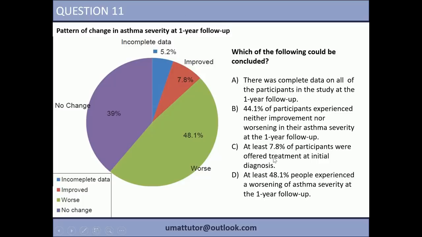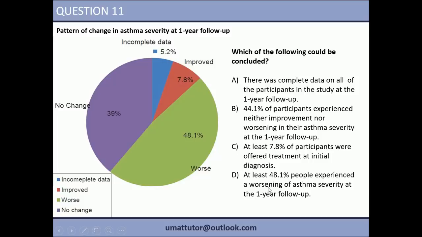C really is wrong because it's outside the scope of what's being shown. It's asking for the percentage who were treated initially, whereas nothing about that is really shown in the table. Certainly the 7.8 figure comes from the improved group, but we can't assume that just that group were the ones who were given treatment and everyone else wasn't. That's just outside the scope.